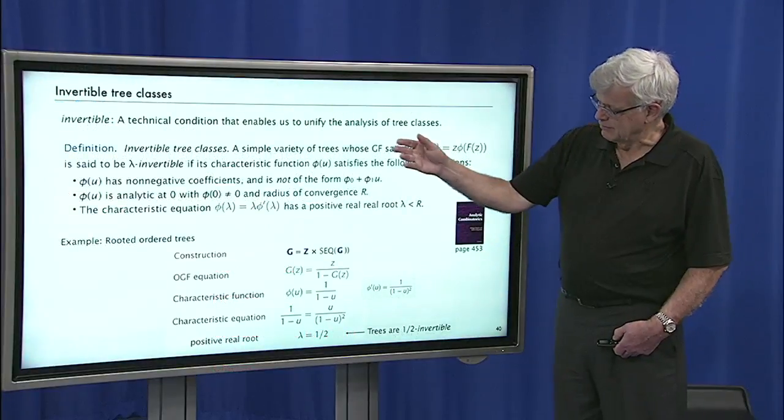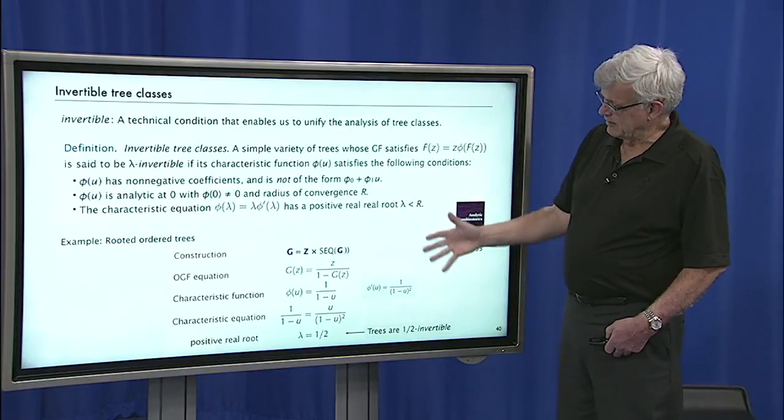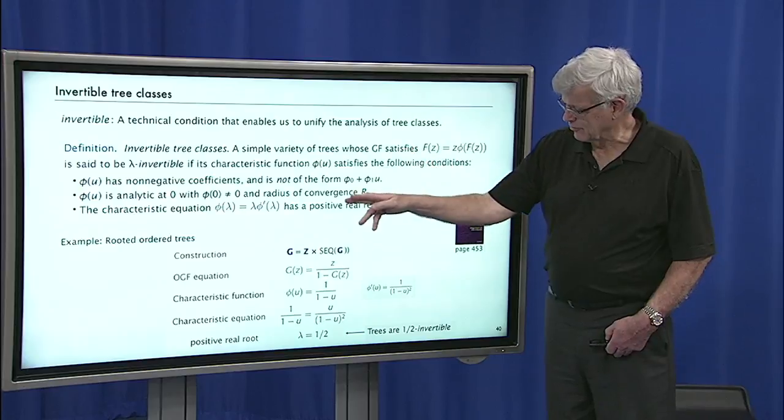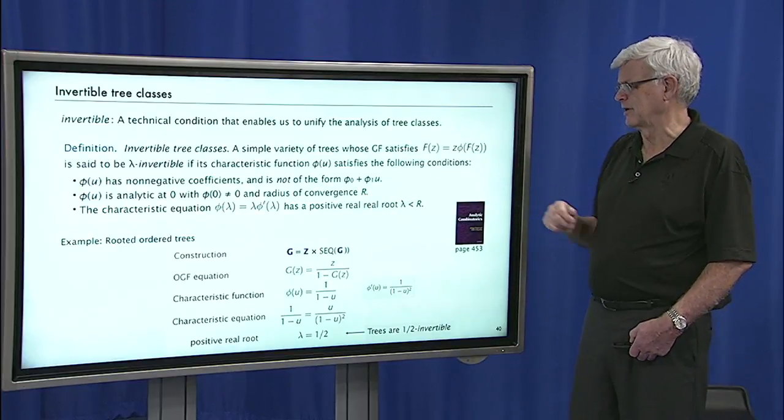So the root of that equation is lambda equals 1/2. Therefore, rooted ordered trees are 1/2 invertible. So that's a technical condition. That characteristic equation has to have a real root, and it has to be non-degenerate, is really what the other ones are saying.